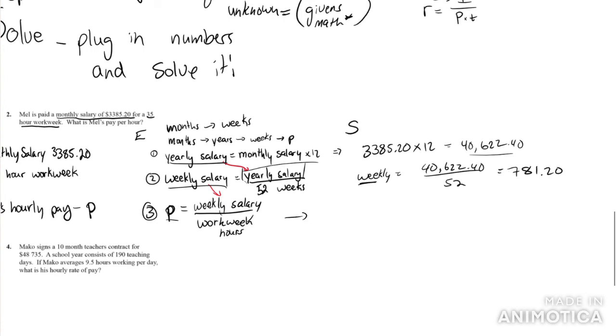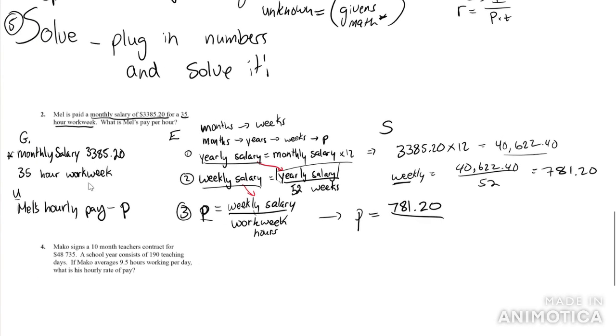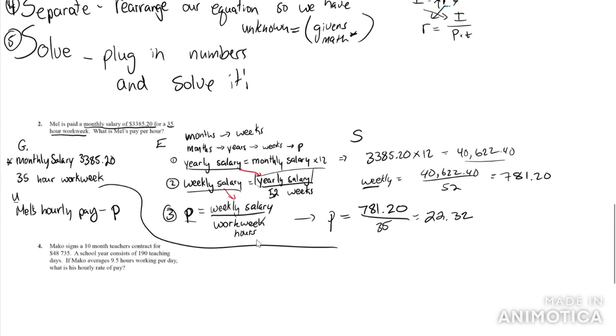So then finally I end up with P is equal to, and now I have two things to bring in. So my weekly salary is $781.20. And this is where I'm going to take my other given, because it's 35 hours in a work week. So I'm going to divide by 35. So I get 22.32. So then finally, because this is a word problem, I want to answer in a sentence.